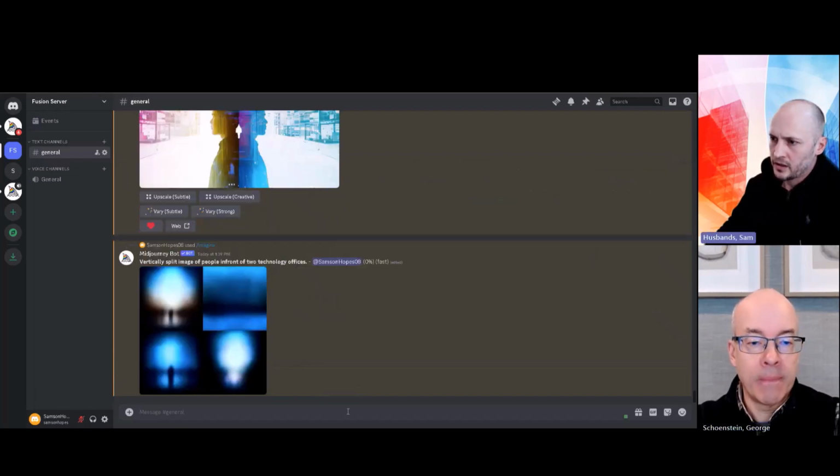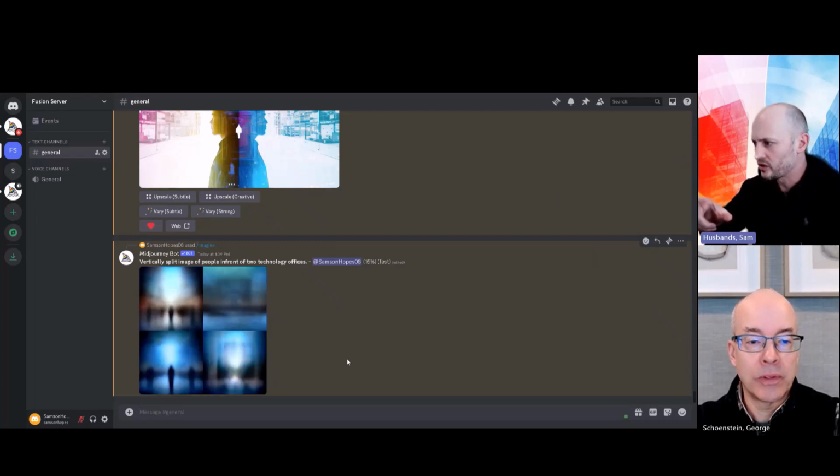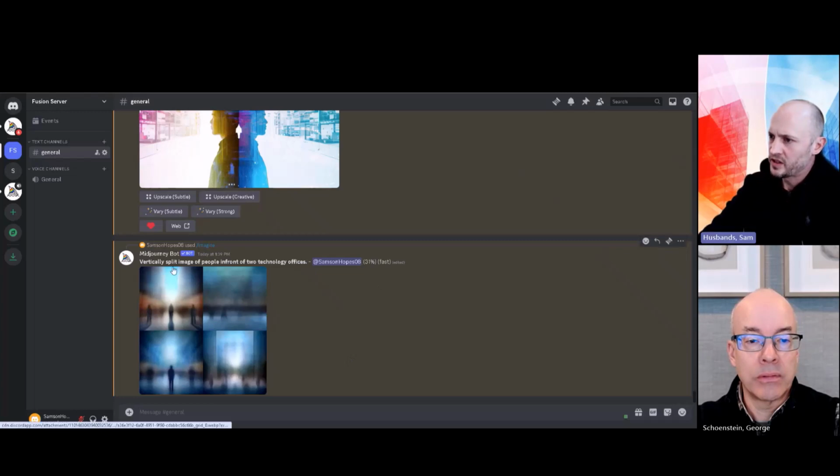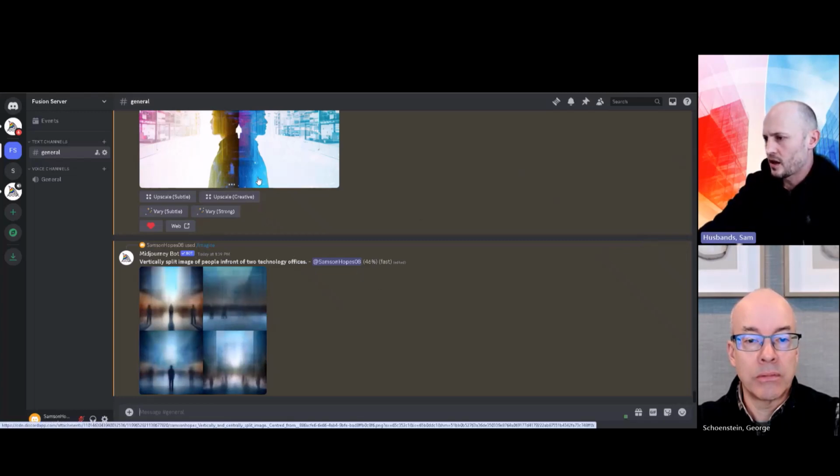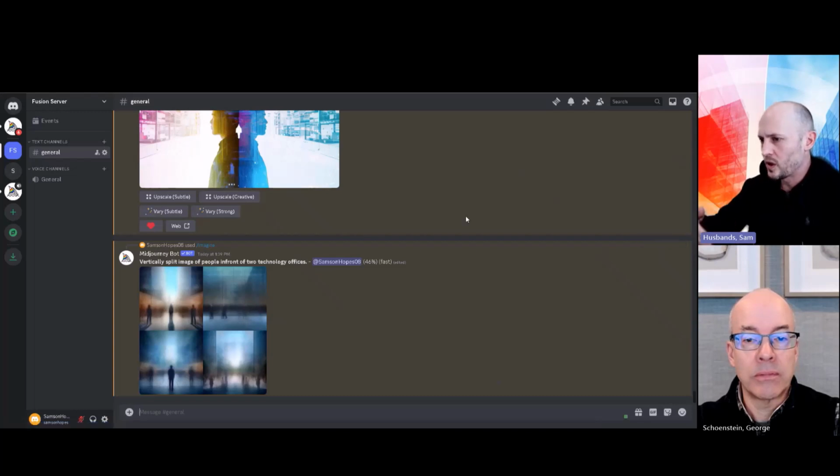Okay. Yeah, so the first piece is the most important. It's what the subject of the image is going to be. Vertically split image of people in front of 2 technology offices. So the chances are, as this is generating, we will get something that looks like the base of our images.